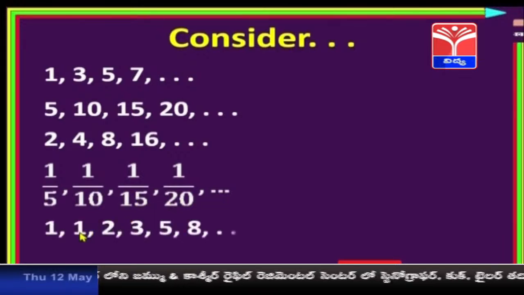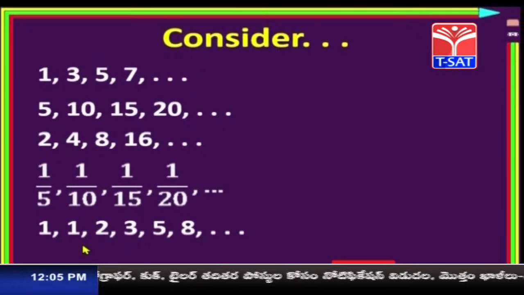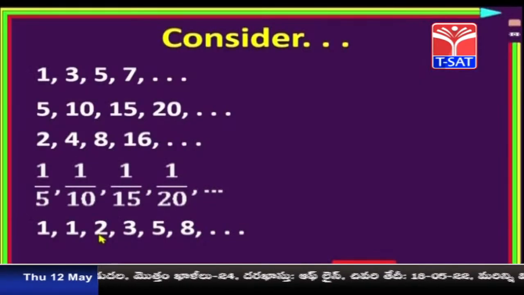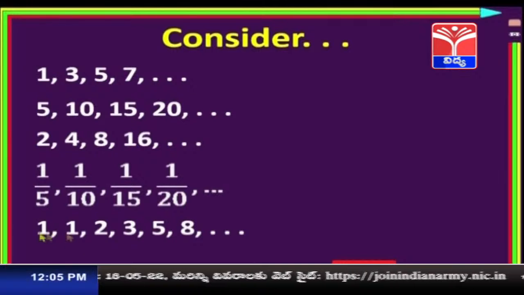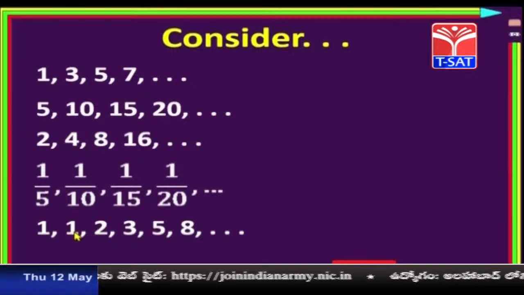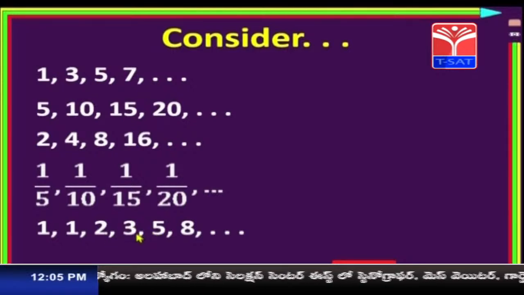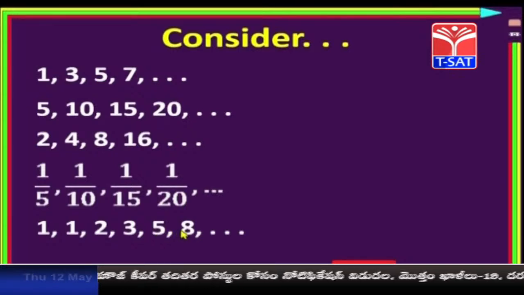And this is a beautiful sequence which is called the Fibonacci sequence. Let us consider the first two terms are 1, 1, and the third term is obtained by the sum of the first two terms, that is 1 plus 1 is 2, and 1 plus 2 is 3, and 2 plus 3 is 5, and 3 plus 5 is 8. What is the next term? Can we guess? Yes, the next term is 5 plus 8, which is 13.